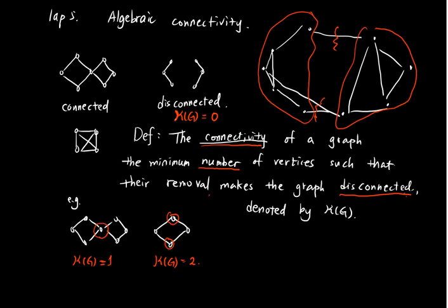How about this one? If you take out this vertex, it is a K3, it is still connected. If you take out two vertices, it is a K2, it is still connected. So no matter how many vertices you take out, it is always connected. Right? So this definition does not apply to a graph that is complete. So in this case, we vacuously define the complete graph to have the connectivity n-1. In this case, it is 3.